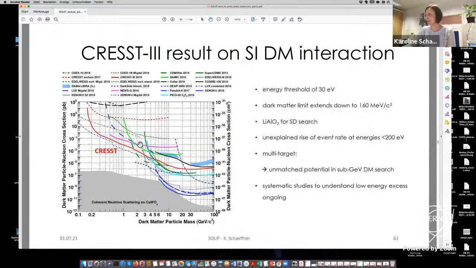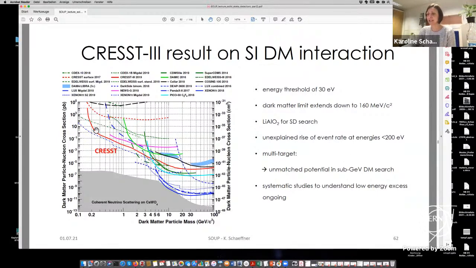Nonetheless, you can of course draw a limit, and this is what Chris did at that time. So this was back in 2019, I think. And so you see this red line here. So this was the first time this parameter space actually was entered. So this was really unprecedented at the time, and a big success, and it also triggered quite a lot of interest in this low mass region.